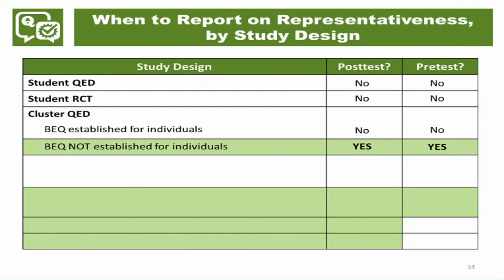For RCTs with cluster assignment, if they establish the equivalence of the students in the analytic sample, then again, they do not have to provide evidence of representativeness. And that's, again, a general rule that you can remember: it's never necessary to provide evidence of representativeness when you provide evidence that the treatment and comparison students are equivalent.